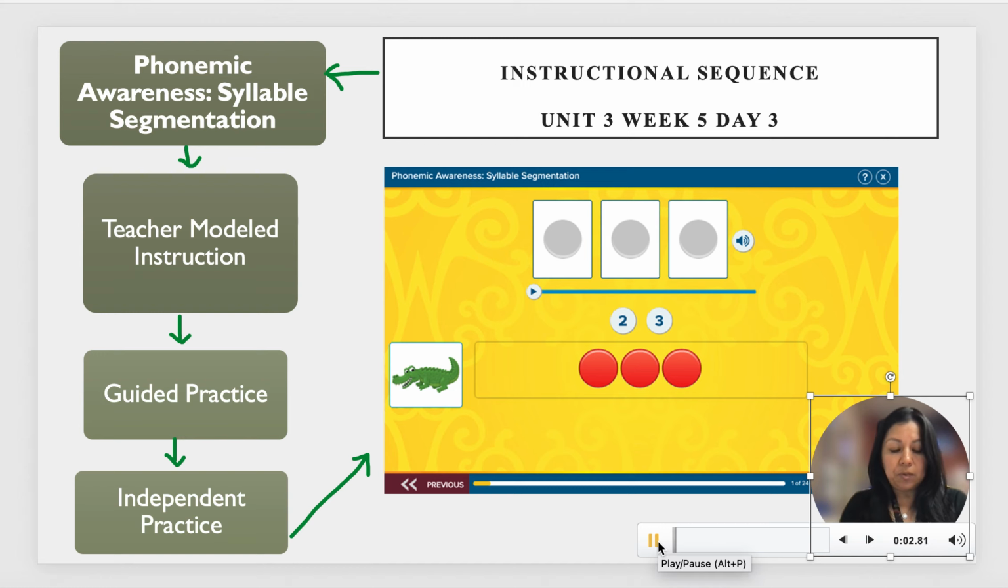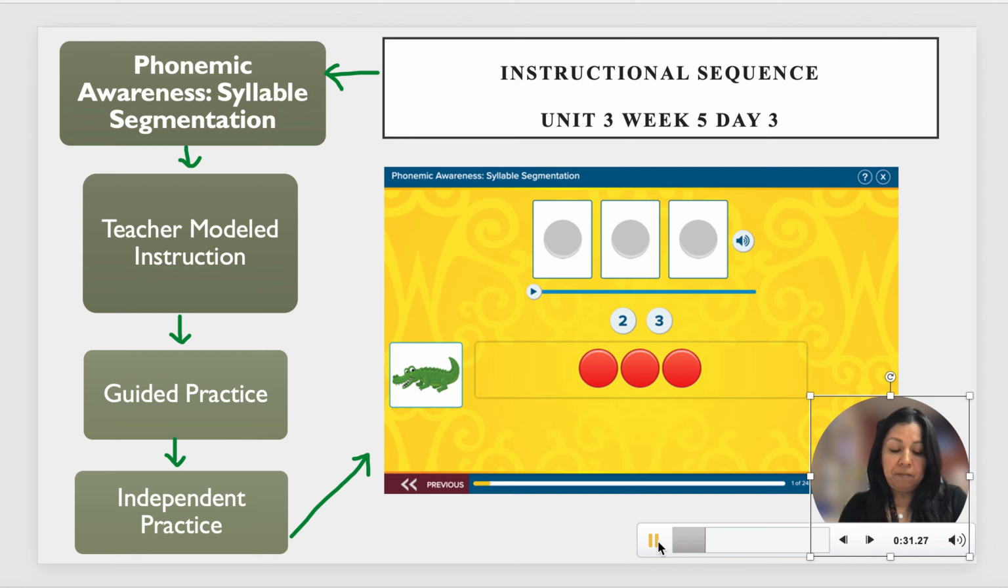This instructional sequence lesson is part of this unit, Unit 3, Week 5, Day 3. Here we continue working with phonemic awareness, which is a foundational skill that students need to build reading fluency and reading comprehension. Teachers spend a lot of time with this skill, and once students have mastered the skill, the teachers can increase the rigor of the skill for students.